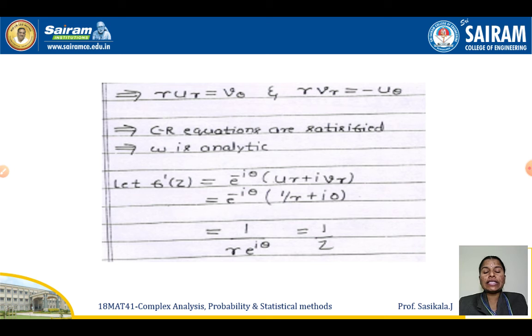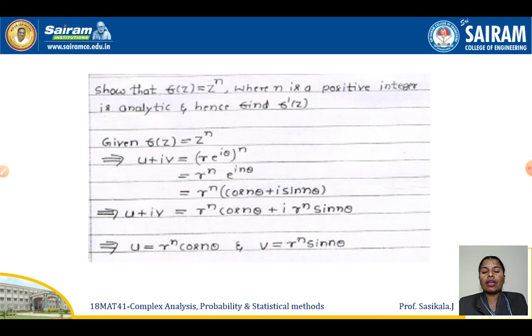Go with your f dash as per the polar form. What is your f dash? It is e power minus i theta of u r plus i v r. So e power minus i theta of u r is 1 by r plus i times 0. This will be 0. I'll get only 1 by r into e power plus i theta, which is equal to 1 by z. Okay. So one more example we'll see for the polar form.